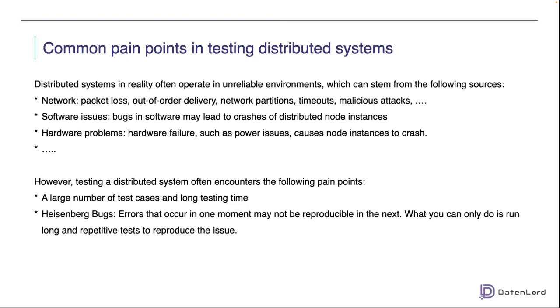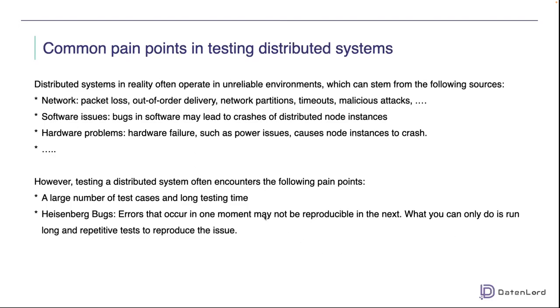The mission of a distributed system is to achieve fault tolerance in such complex and unreliable environments. To verify that distributed systems can tolerate errors within a reasonable range, a key aspect is testing and chaos engineering.